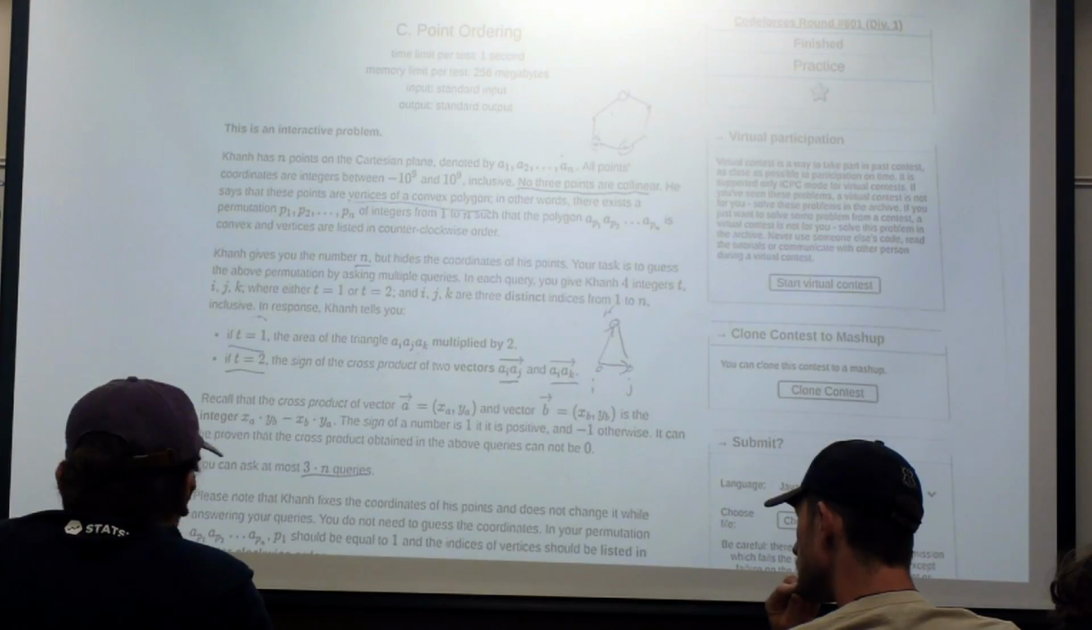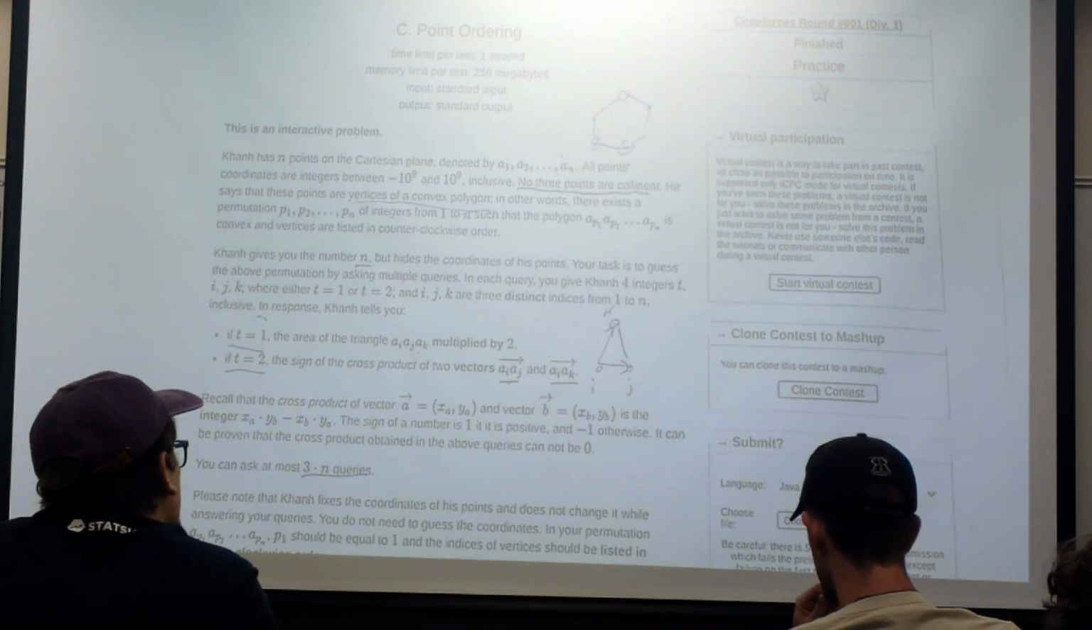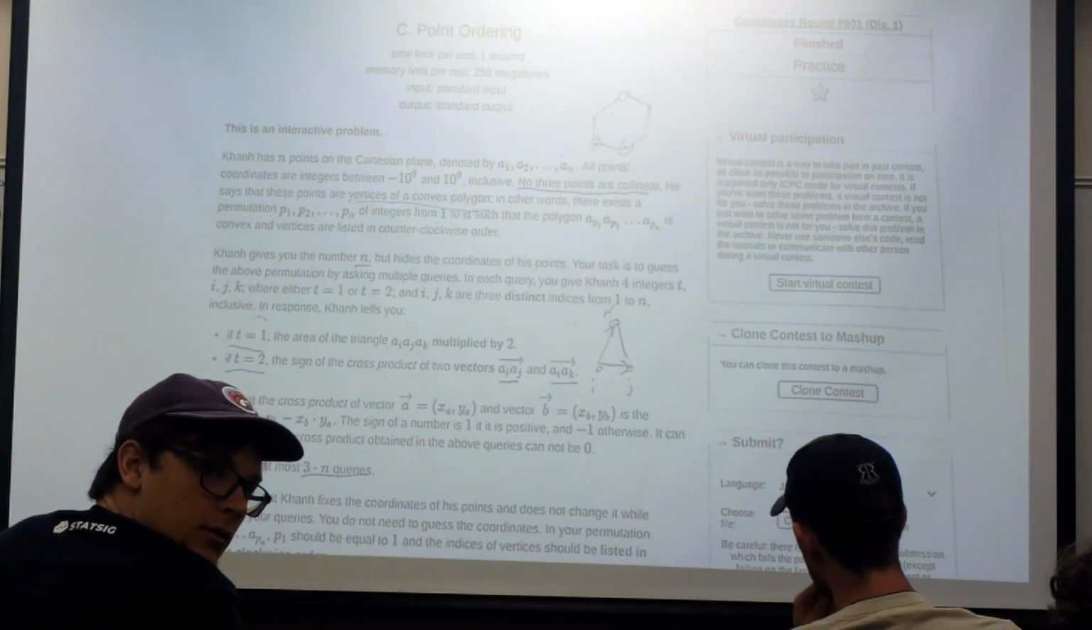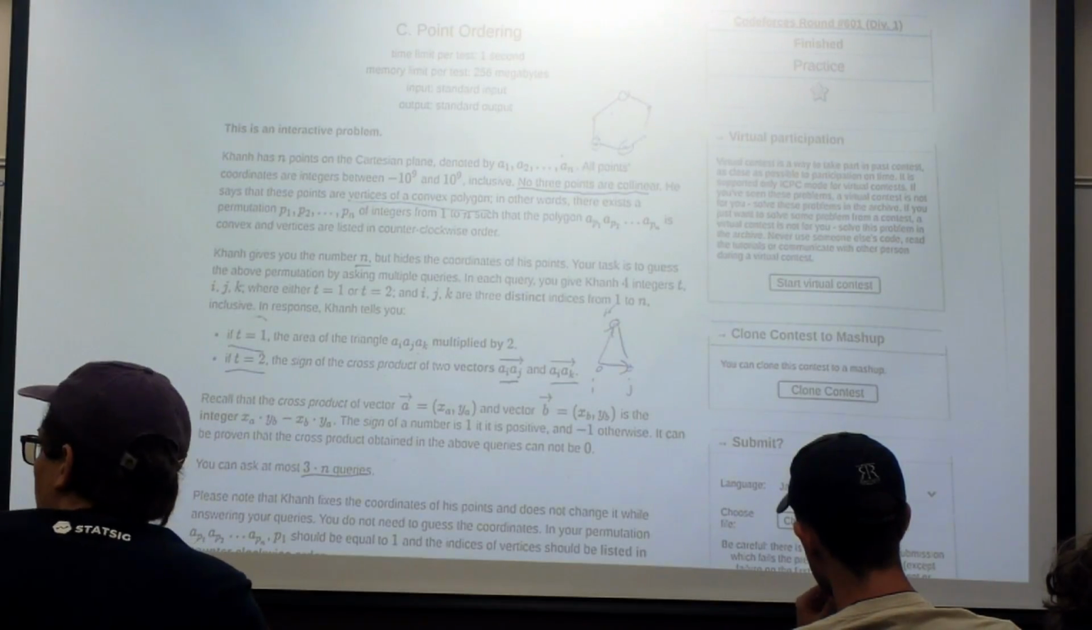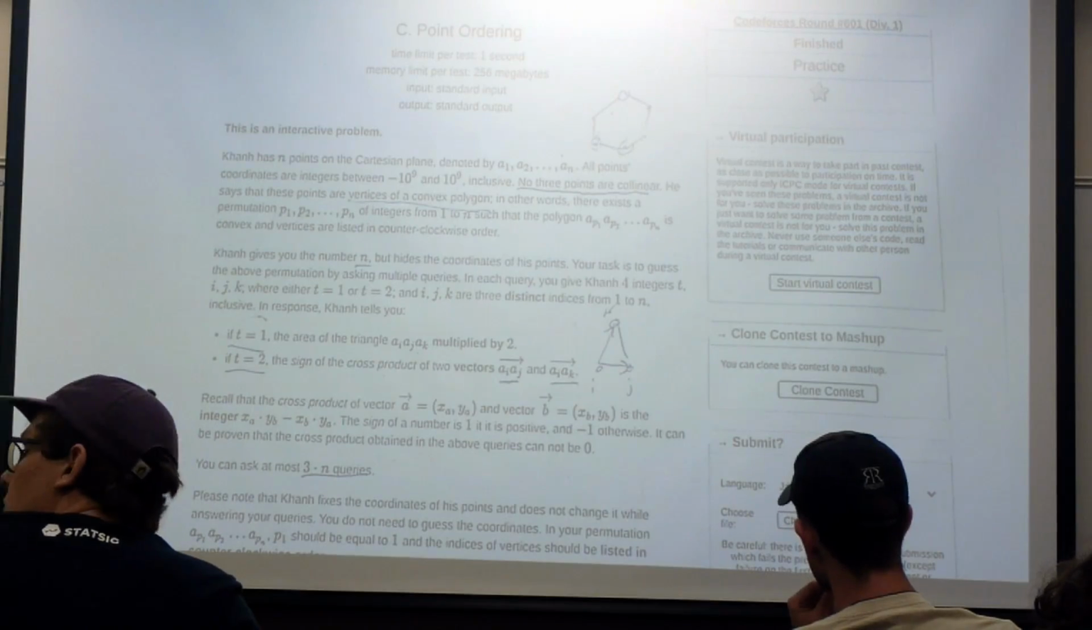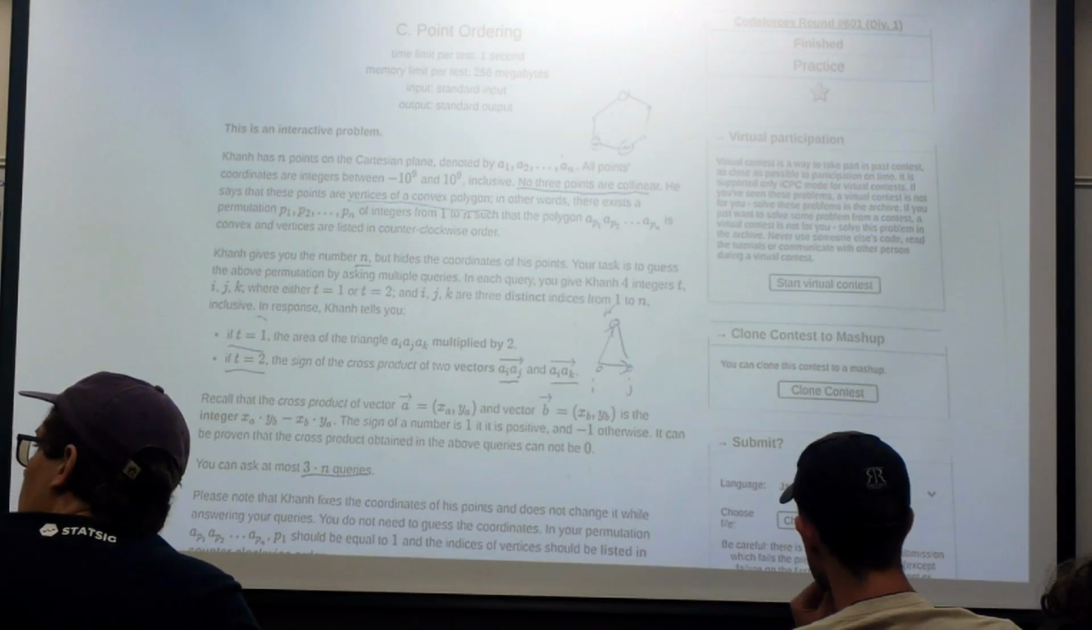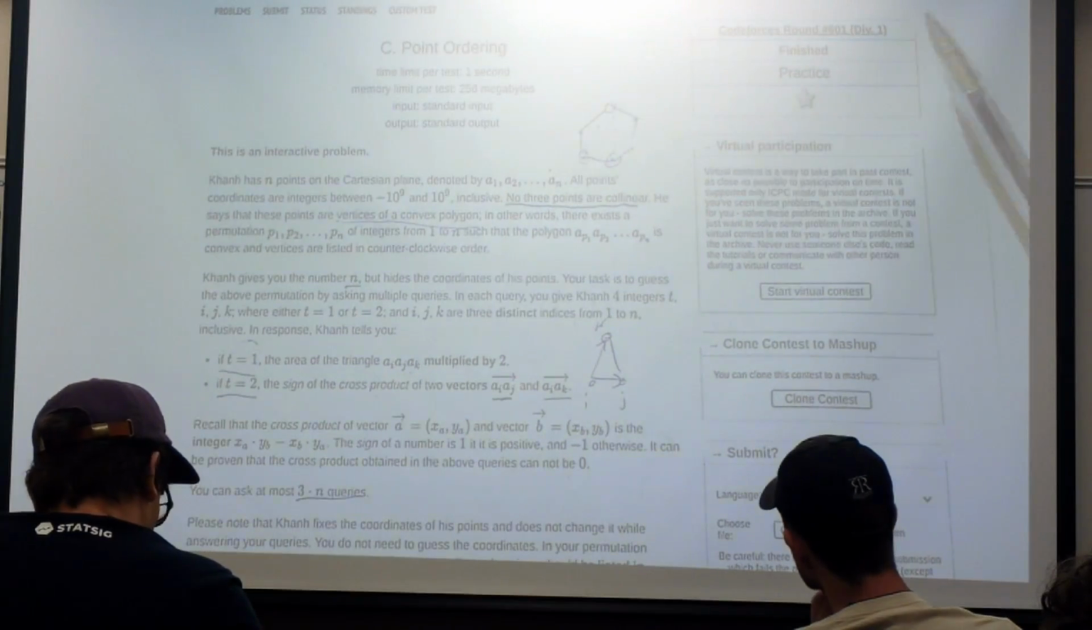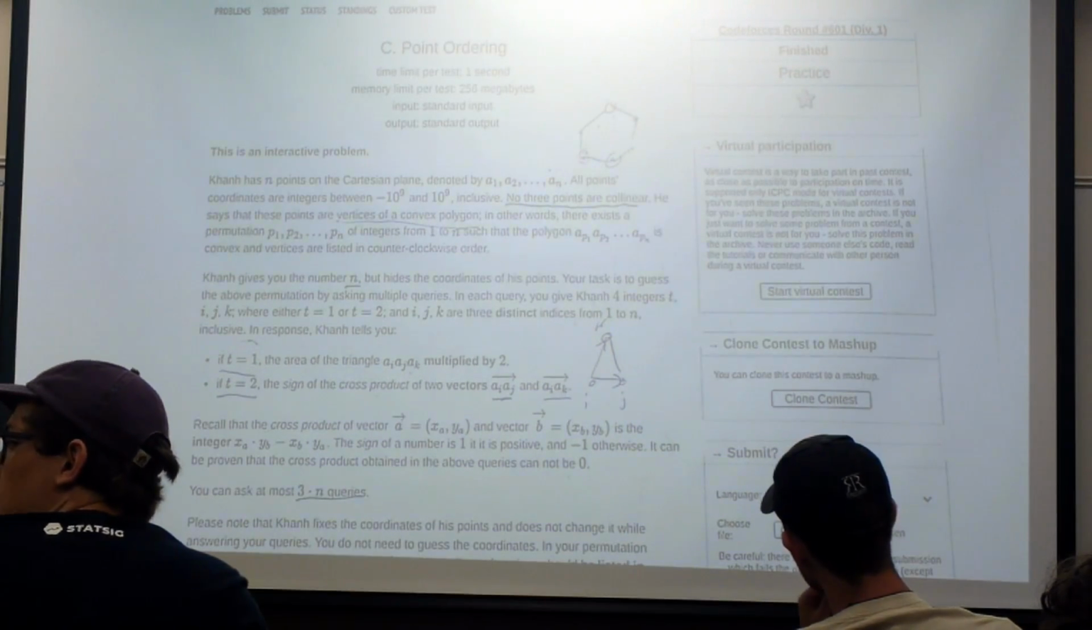Well, Jacob, did you have something to say? No, I'm just going to use too many queries. Oh yeah, because you don't know that you're splitting it in half. So can you explain again? Oh, wait, no, you don't. Because you said you could get unlucky.